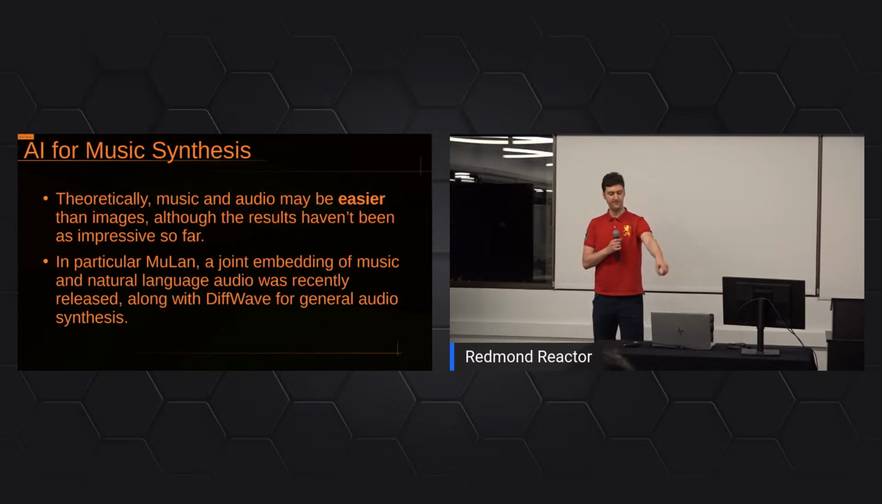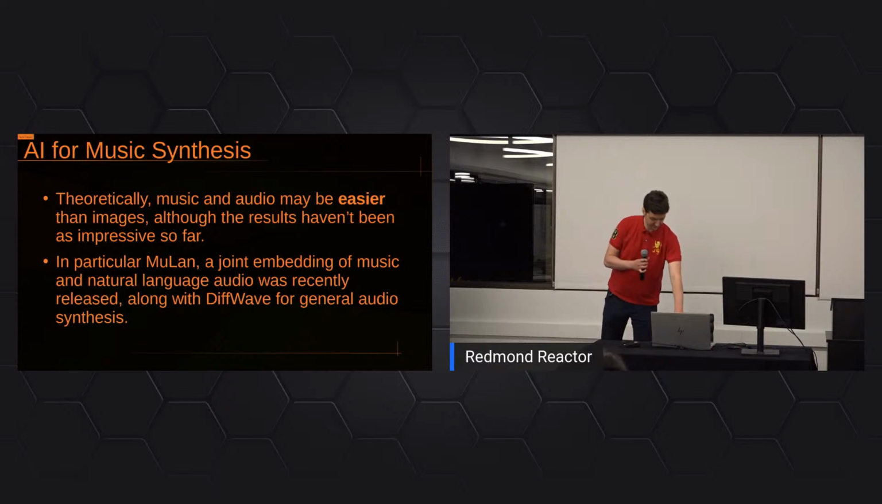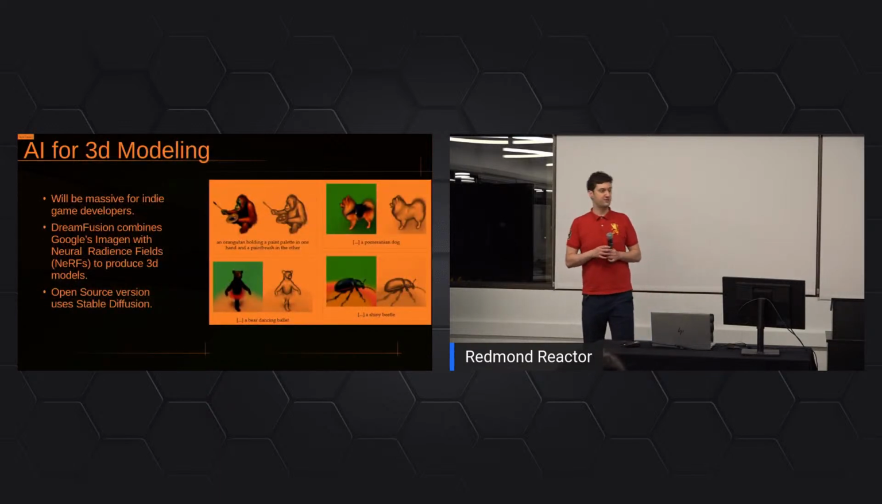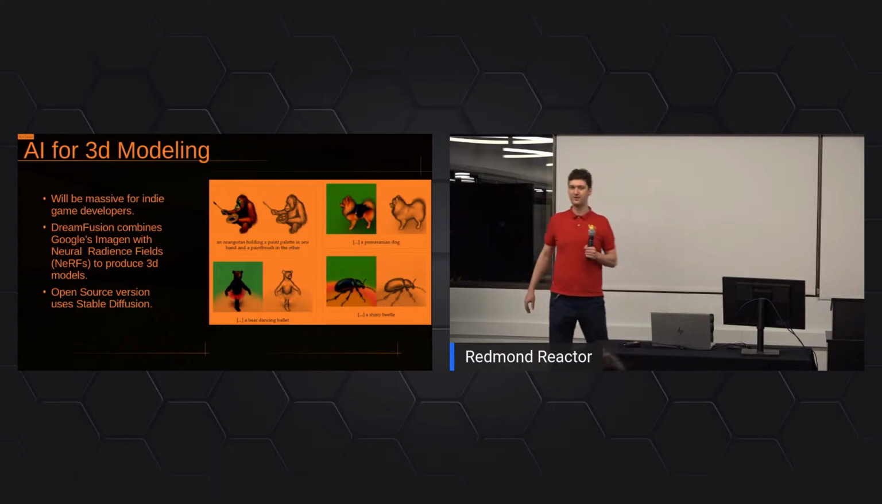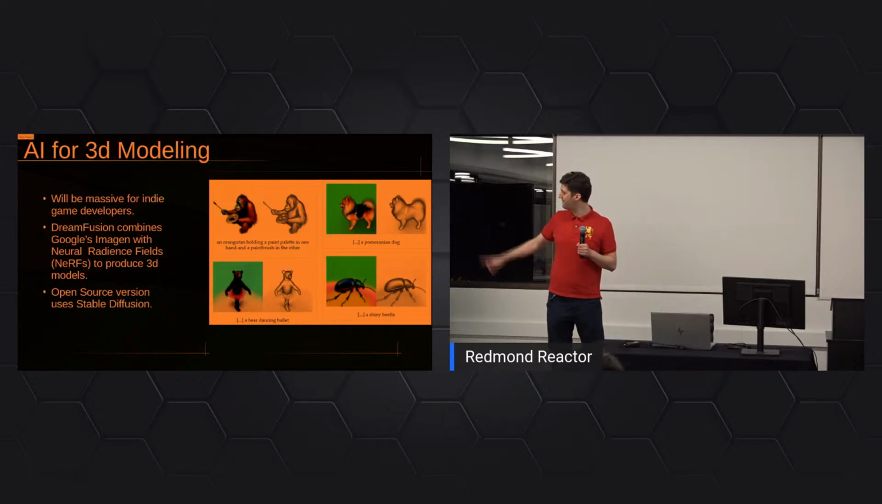I forgot to mention, Mulan is a really interesting attempt at this sort of thing with the embedding of music and natural language audio. And Diffwave is another attempt that you can read about if you are so inclined. So, AI for 3D modeling. This is accelerating very quickly and will probably make its way into some indie games near you at some point in time.